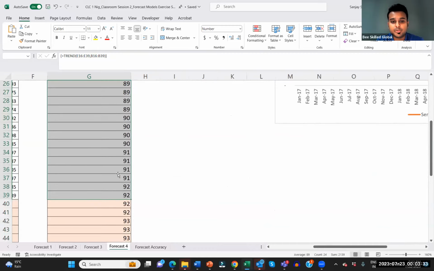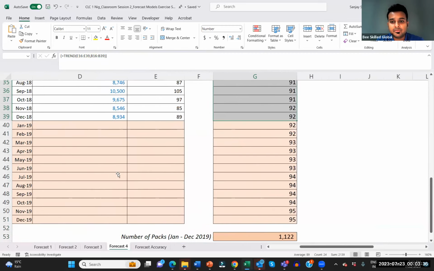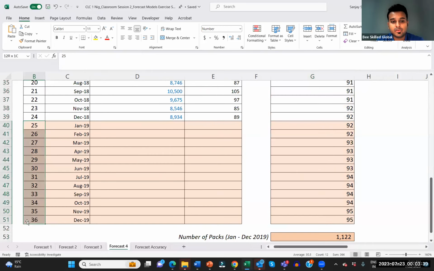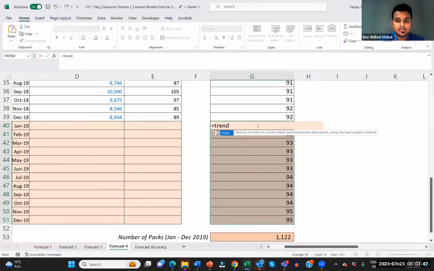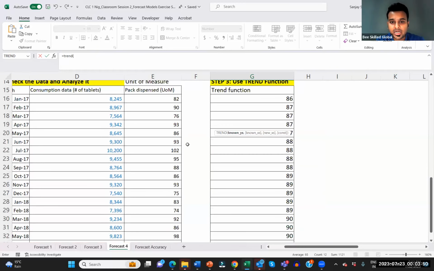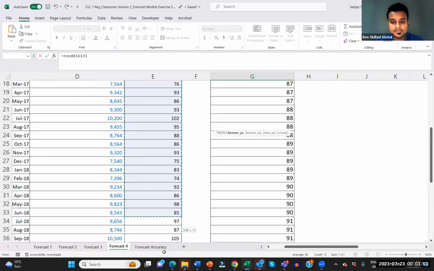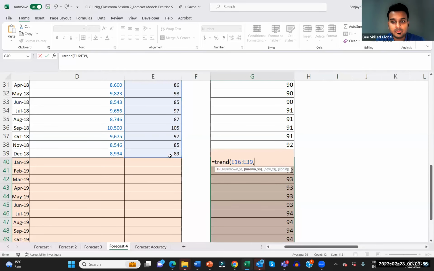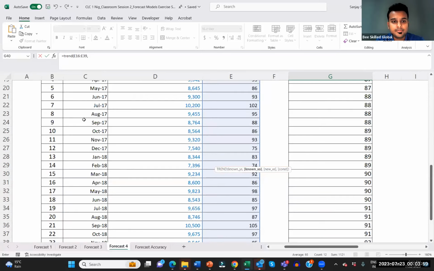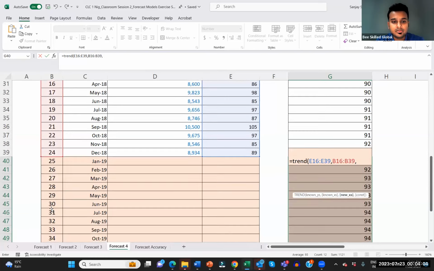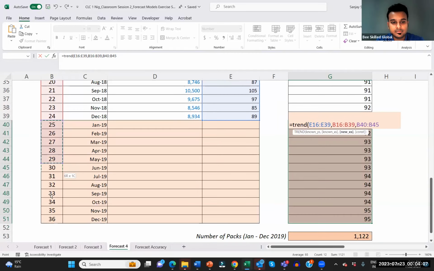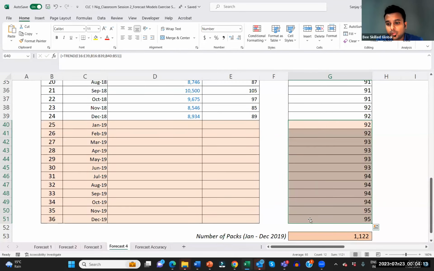Okay. So now let us extrapolate from here. So now this is the part where we need the forecast for these 12 months. Now to do this, again, the same process, TREND. We know the known y's of the past 24 months. We select that. We know our known x's, the period. And the new x is here. Okay, and then again, we do Control Shift Enter. So the entire thing gets plotted here.